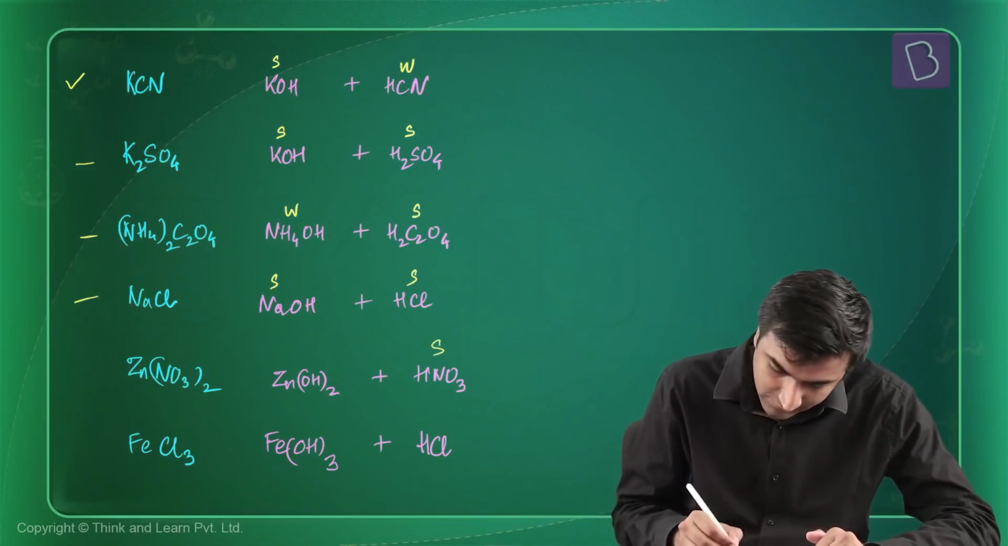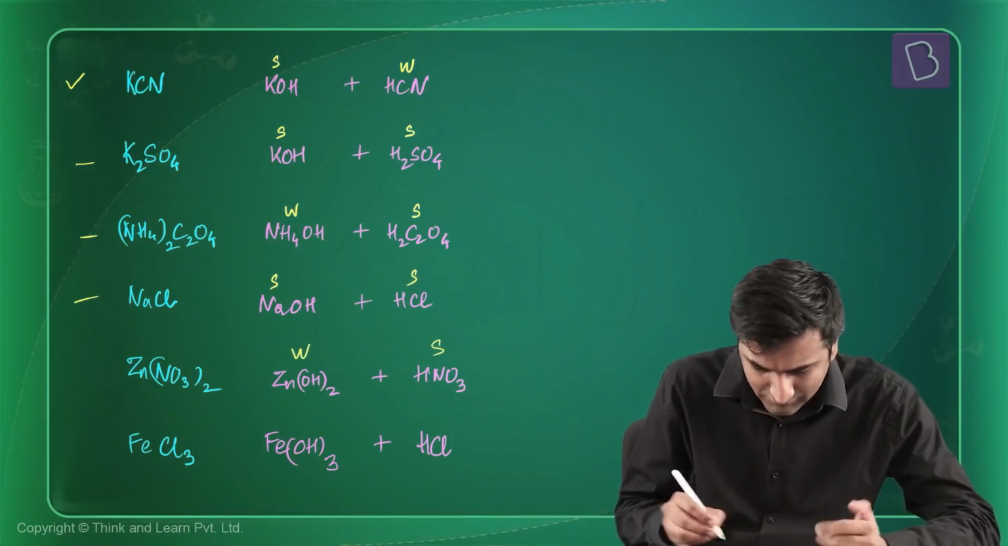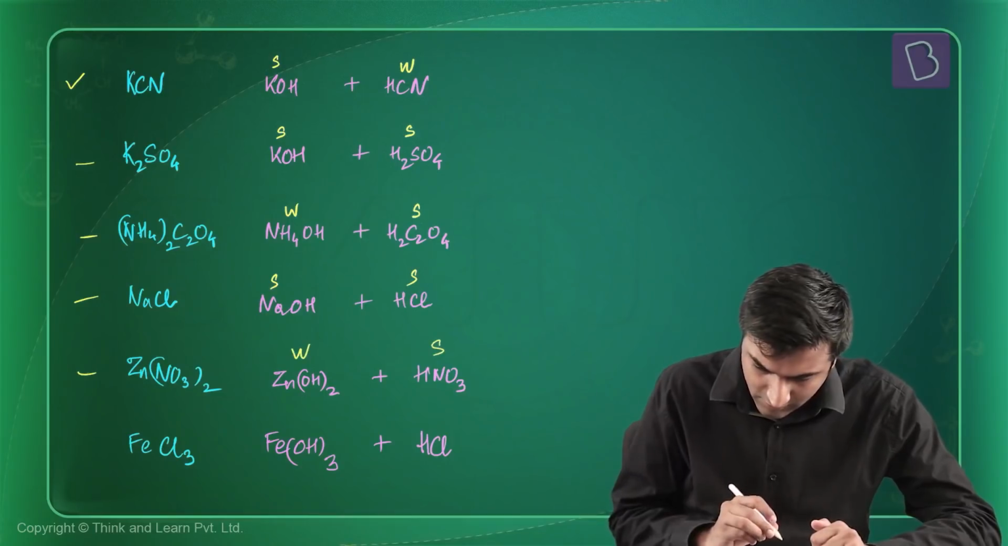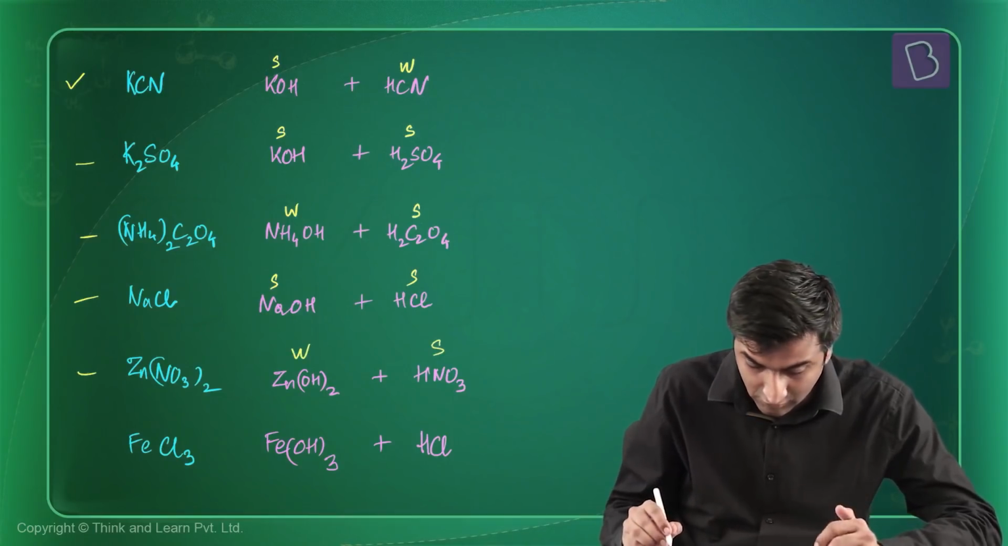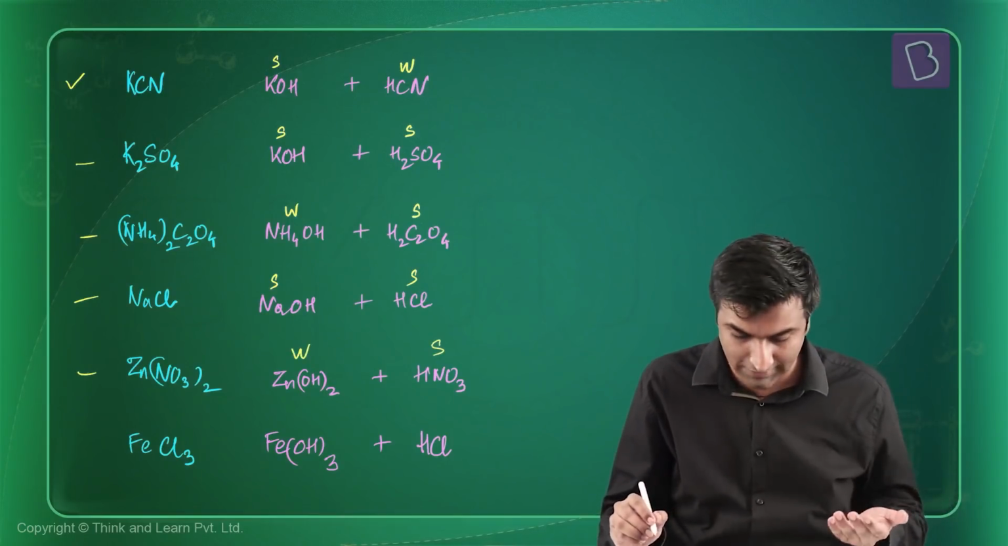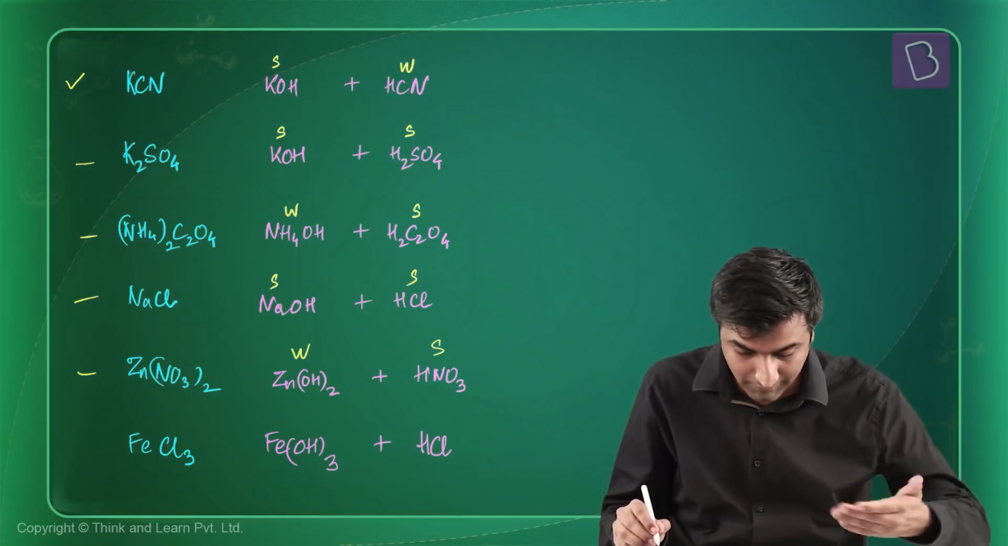This is strong. This, what is this? Zn(OH)2? Yeah, I think this is weak. So, is it going to work? Oh no, this is also acidic, right? So this is also not going to increase the count. Wow, just one so far, and we're going through this pretty quickly.